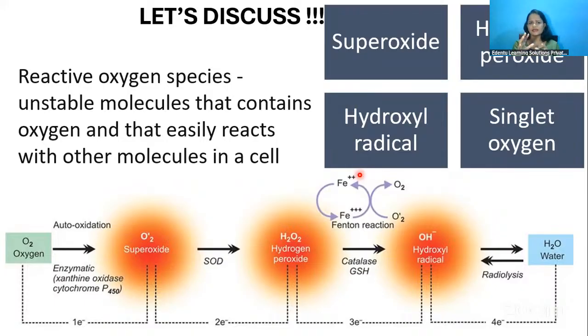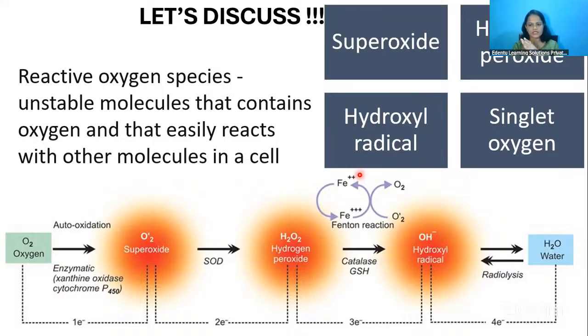They are very reactive molecules, and they can damage any organelle inside the cell. Mainly three reactive oxygen species are important: superoxide, hydrogen peroxide, and hydroxyl radical. There is a fourth one called singlet oxygen, and there is also something called nitrous oxygen, which are also considered reactive oxygen species. But these are mainly the four.